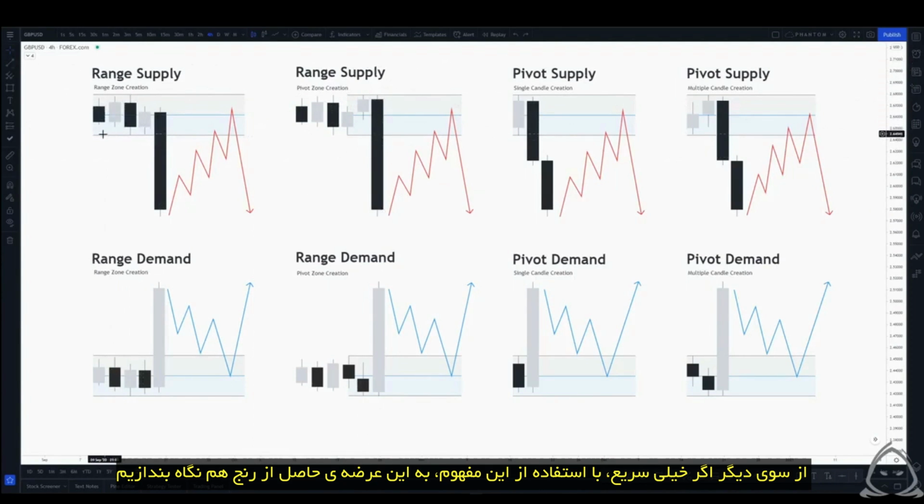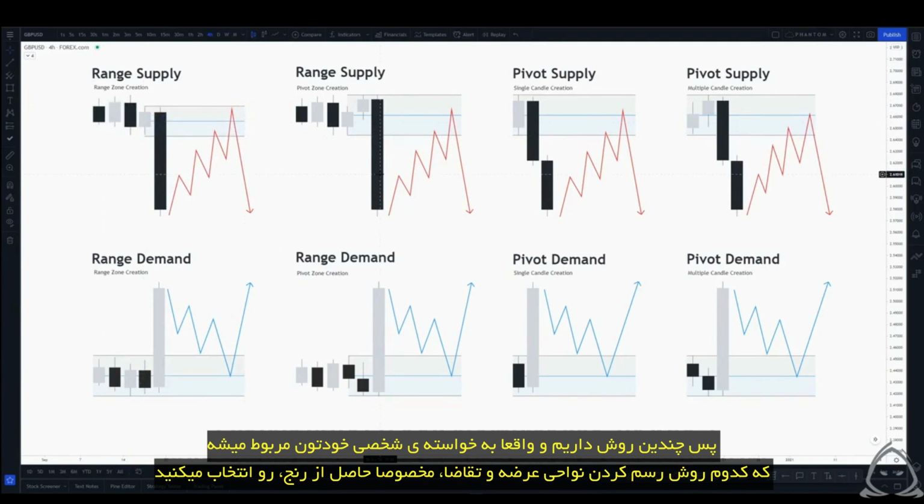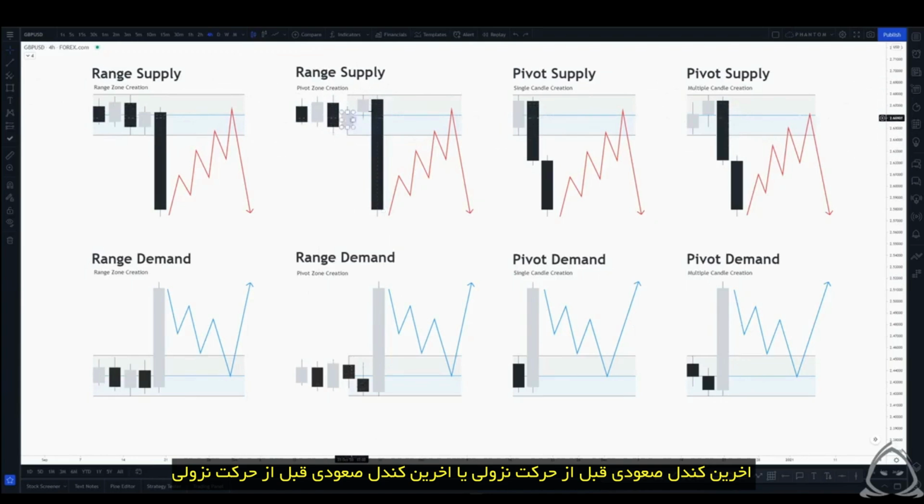Alternatively as well, if we just look at this range created supply really quickly, using this idea, we can actually also draw our supply zone just on this first candle. So we have a few options, and it really comes down to personal preference on which way you prefer to draw your supply and demand zones, especially when they are range created. Sometimes the ranges that are created are simply too large to really work with, and this is where you have the flexibility to also put your attention to the last bullish candle before the move to the downside, depending.